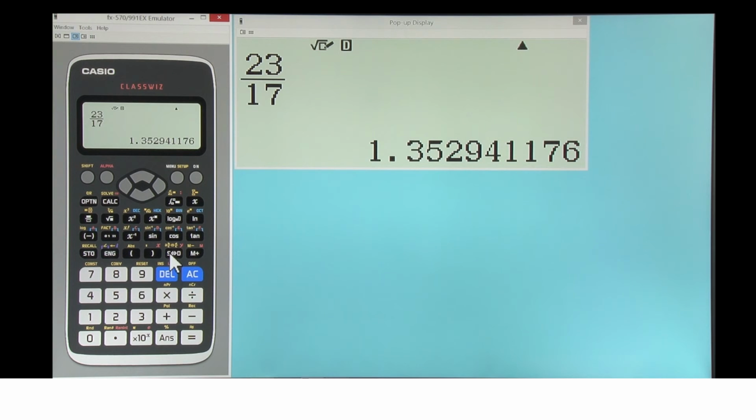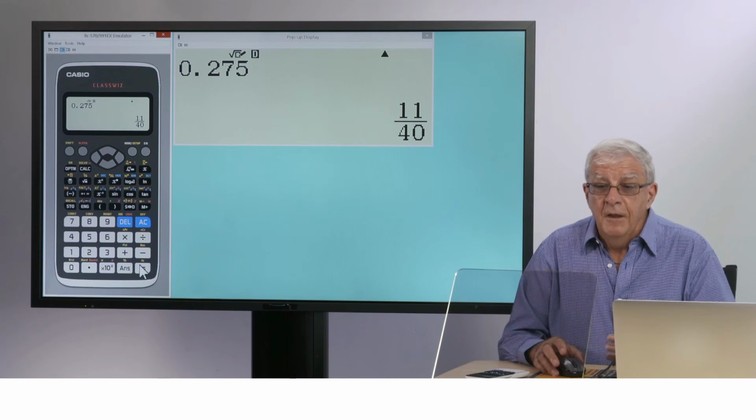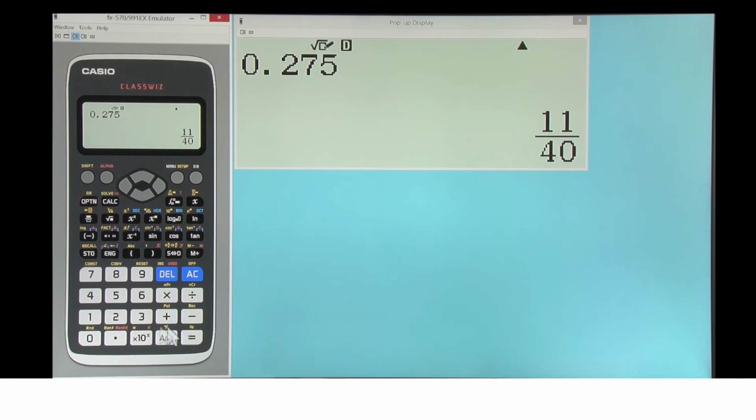And some decimals can be represented as fractions, like 0.65 can be represented as a fraction, and the ClassWiz does that automatically. 0.275, it will automatically produce the result 11/40. Unless the fractions require numbers that are too large to show. So in this case, for example, a large number of decimal places, 0.23457, we turn it into a fraction with the S to D key and nothing happens. Only the original decimal is shown.